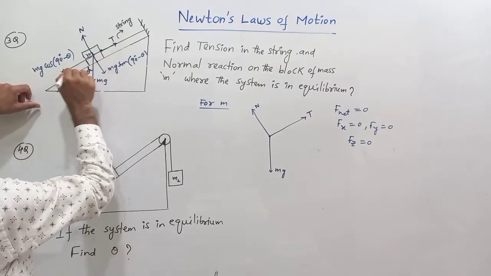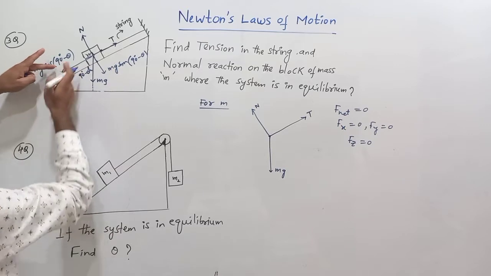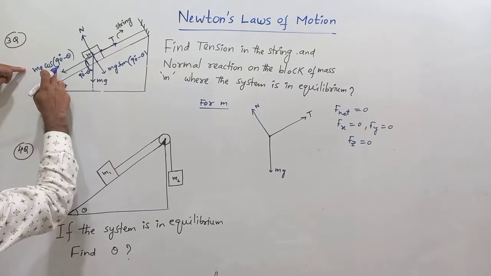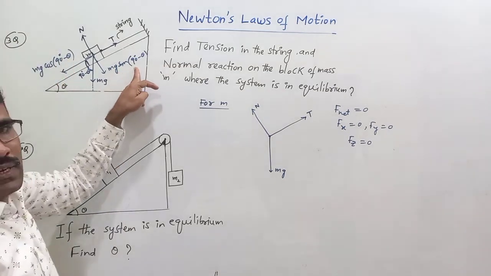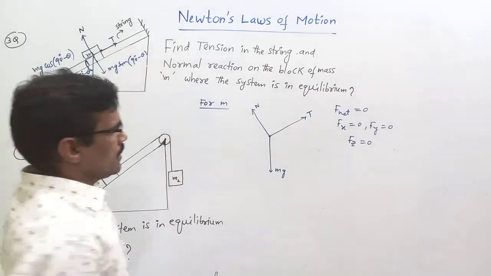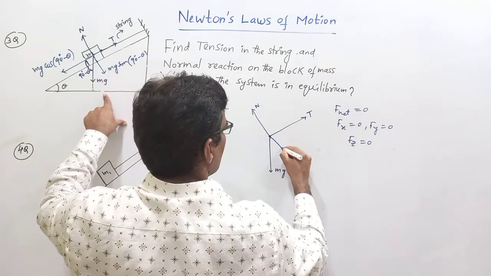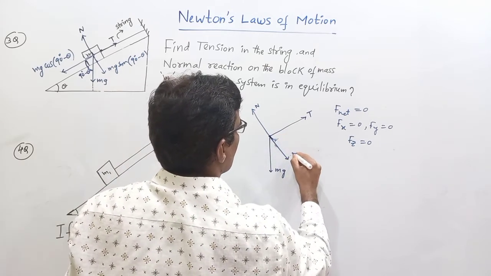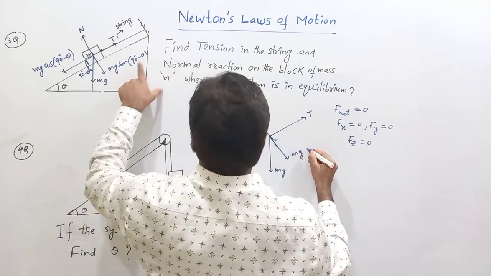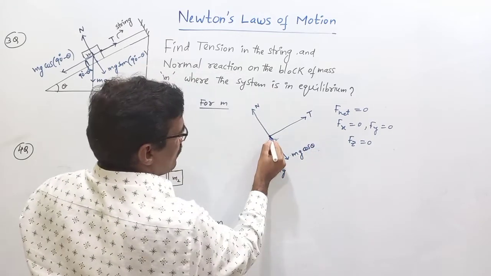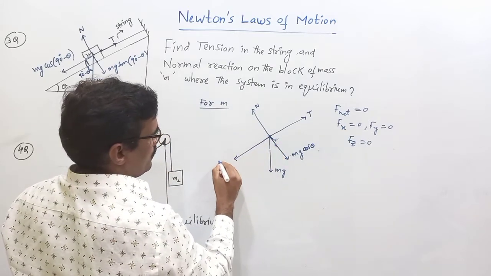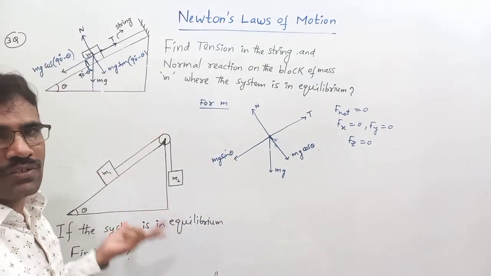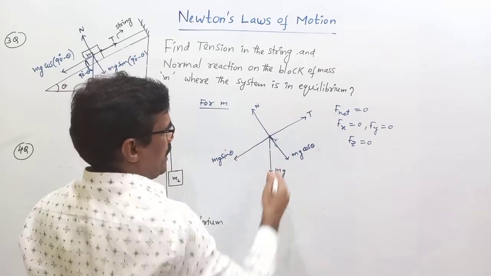Since these two lines are parallel to each other, here this angle is how much? 90 minus theta. mg cos of 90 minus theta, mg sin of 90 minus theta. This side is exactly opposite of this one: mg sin of 90 minus theta, which is mg cos theta. Exactly this side is mg sin theta. It is balanced in all directions, net force 0. That's why these two balance, these two balance.